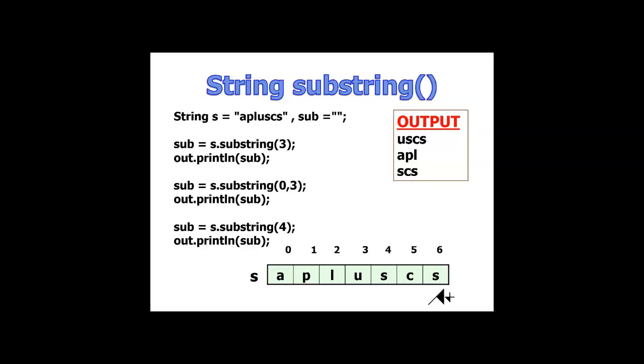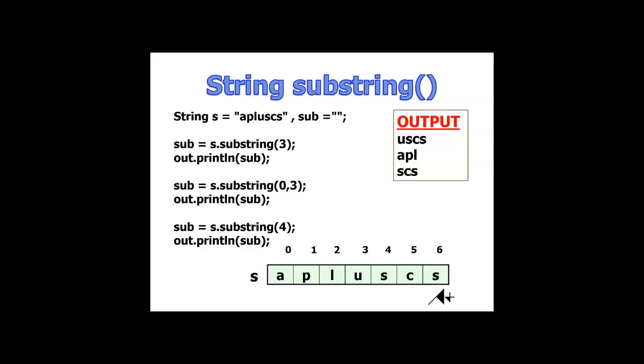So in our example, we have A plus CS, and we have sub equals empty quotes. Sub is what we're going to store each of the substrings in. If I say s dot substring 3, it's going to start at position 3 and go all the way to the end. So it's going to get me USCS.